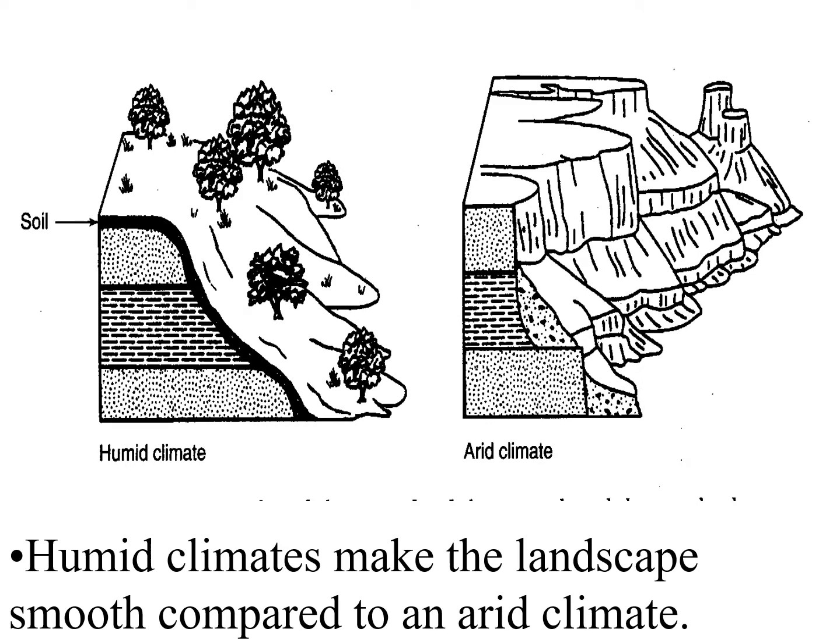And there would be kind of the difference. Humid landscapes make the landscape smooth compared to an arid climate. Notice the bedrock underneath both of these features, the bedrock is the same. Look at that. The bedrock is exactly the same, but because one is moist, one is arid, it makes all the difference in what the landscape looks like.